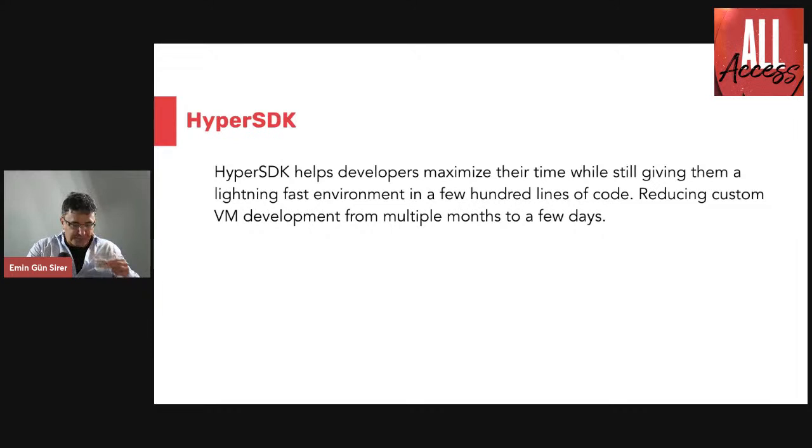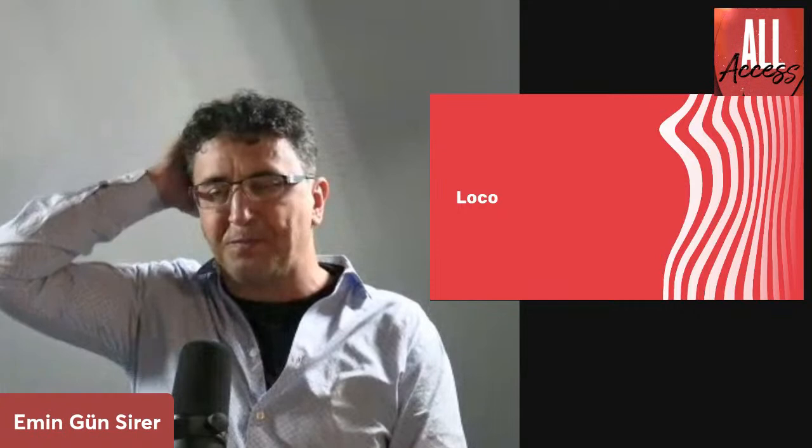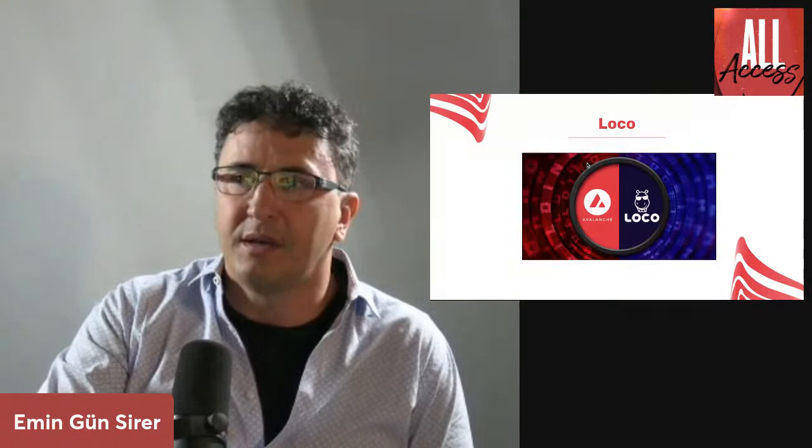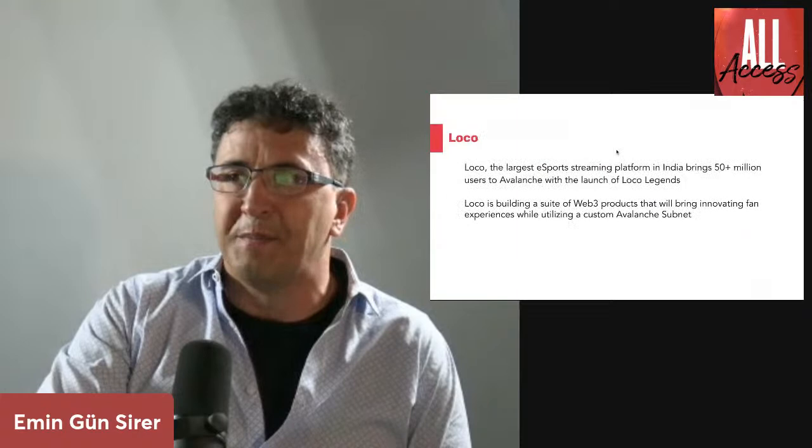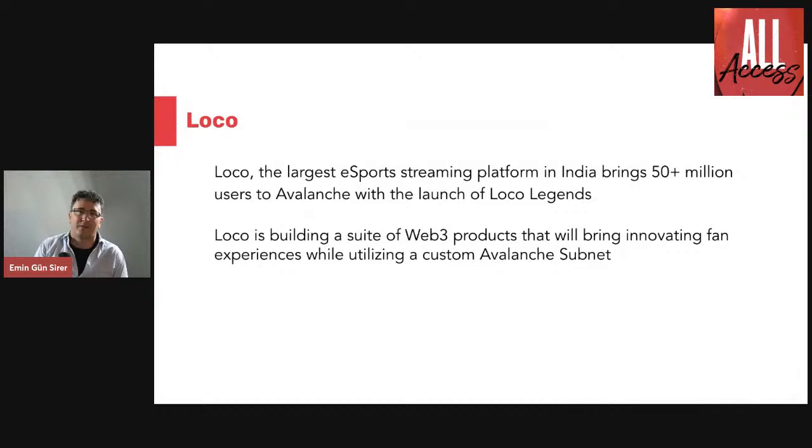So let's move on to the second big announcement from the last week, and that's Loco. Loco is the biggest esports streaming provider in India. They have about 50 million users, and they chose Avalanche. They chose Avalanche to port their streaming platform onto. They're bringing a suite of Web3 products, and they're going to be using a custom Avalanche subnet.